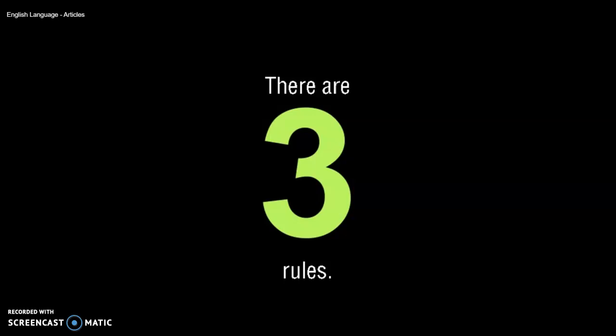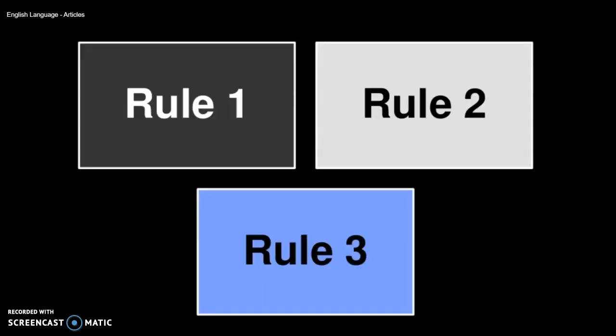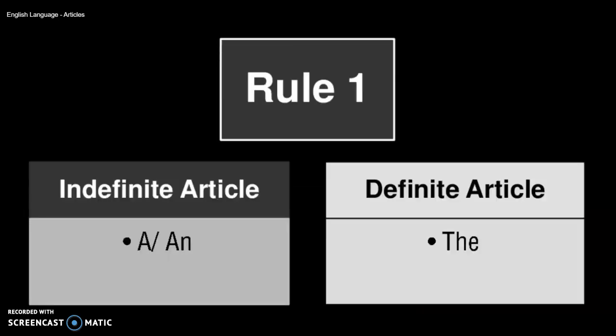When it comes to articles, there are three rules. Rule 1, Rule 2, and Rule 3. And we'll talk about all of these. Rule 1, we have two types of articles: the indefinite article, a, and the definite article, the. We will talk about these specifically.